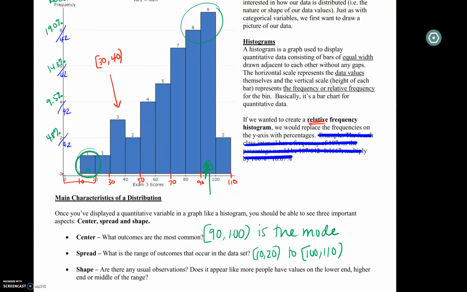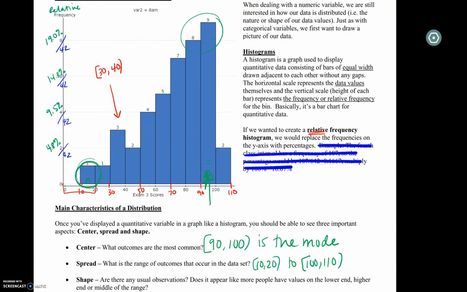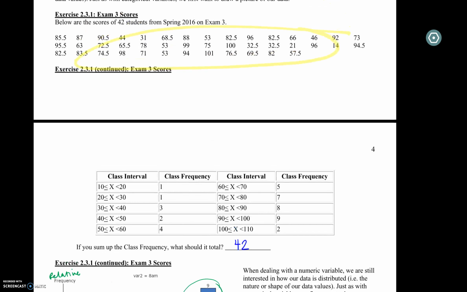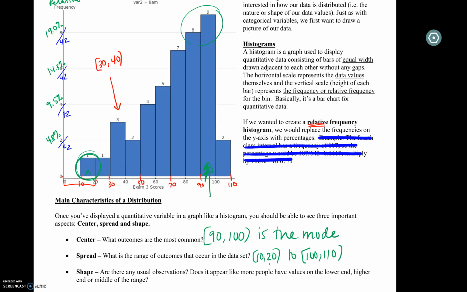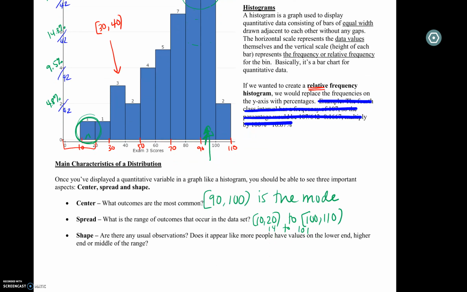Now, in this particular case, we could do better than this because we have the ability to scroll back up, look at the original data, figure out who that really terrible student was who got a 14, and figure out who our best student was, which was 101. So we could actually get better than this and say 14 to 101 if we wanted to. All right, and then we got our shape.